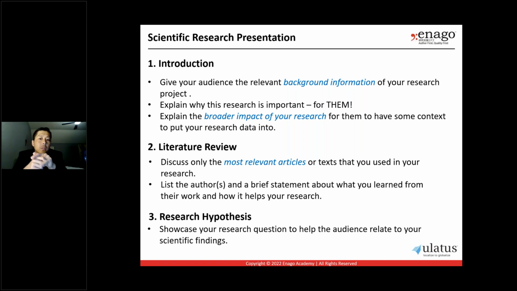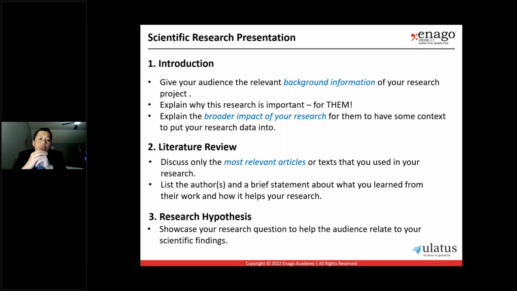That's really important. And then, of course, you have to explain to everybody why your research is important in terms of the impact, right? What will be your impact in the overall scheme of things on research, okay?